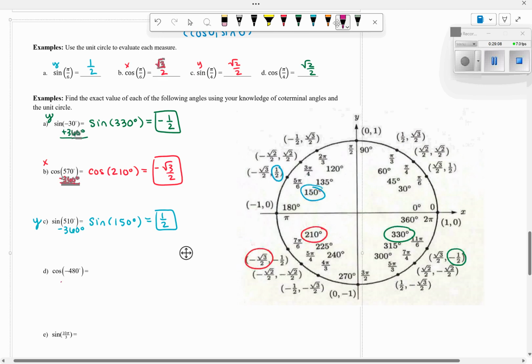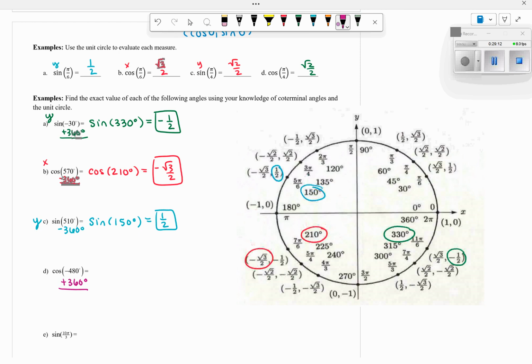Cosine of negative 480. So now we have to add 360 degrees to find the positive angle measurement. That gives us negative 120 degrees, which means we need to add another 360 degrees because it's still negative, which gives us 240 degrees. So the cosine of negative 480 is coterminal with negative 120, which is also coterminal with the cosine of 240 degrees. So on my circle, 240 is here. Cosine is the x coordinate. So the x coordinate is equal to negative 1/2.